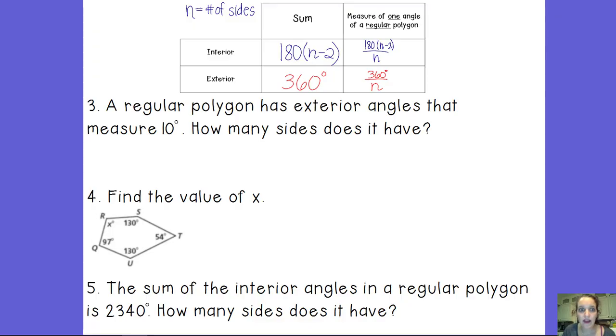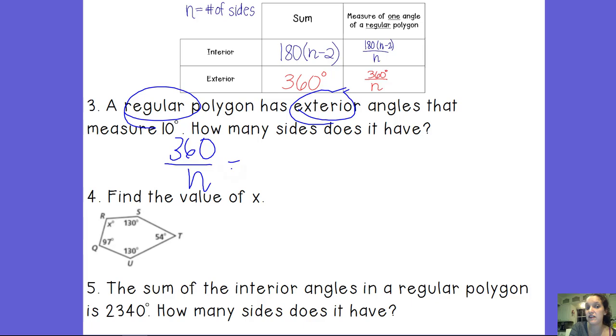Okay, number 3. A regular polygon has exterior angles that each measure 10 degrees. How many sides does it have? Keywords: regular and exterior, and another helpful phrase is that each measures 10 degrees, so this is talking about one individual exterior angle. So exterior, regular, we're going to do 360 divided by n. This problem is different because instead of me telling you how many sides the polygon has and plugging it in as n, we're actually trying to solve for n. So n is our unknown.